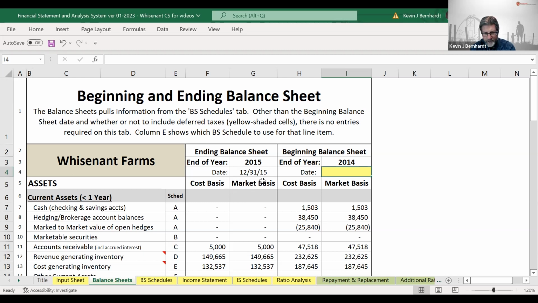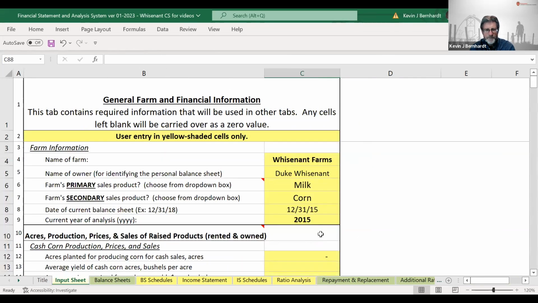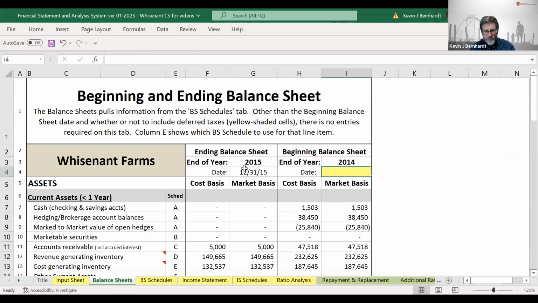So you see it says 12/31/15. If I go back to the input sheet and I go to the very top, there's 12/31/15. Whatever I type in there will automatically transfer over to the ending balance sheet. However, I don't have the same thing for the beginning balance sheet. So there I have to put the date in myself. And if I don't put the date in, it really doesn't mean that much in terms of what the numbers are, but it's handy to have for reference purposes.